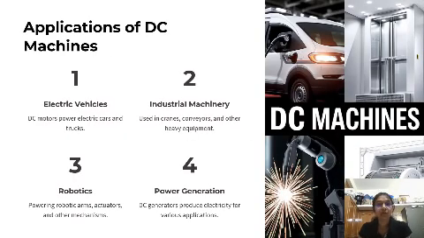Next, we come to the applications of DC machines. First one is electric vehicles: DC motors in electric cars and trucks. Next, industrial machinery: used in cranes, conveyors, and other heavy equipment. Third, robotics: powering robotic arms, actuators, and other mechanisms. Next, power generation: DC generators produce electricity for various applications.